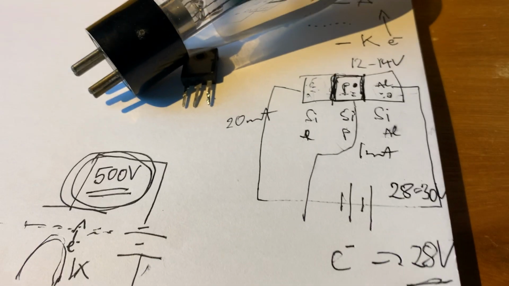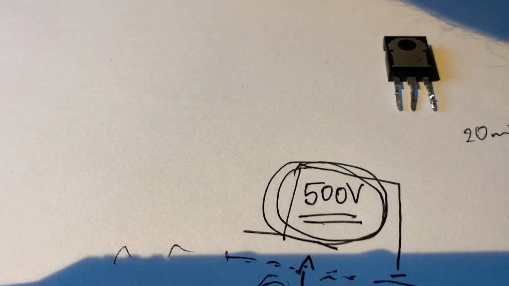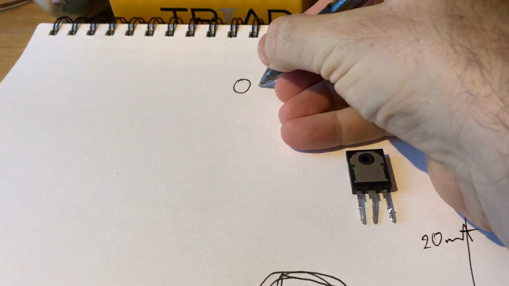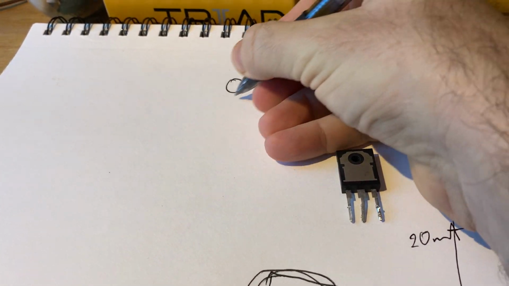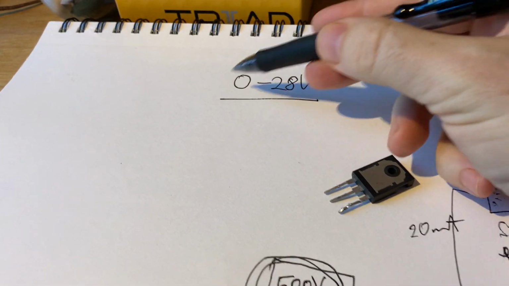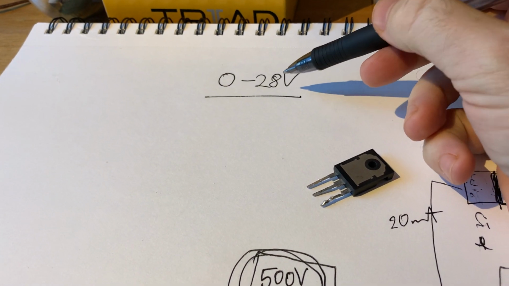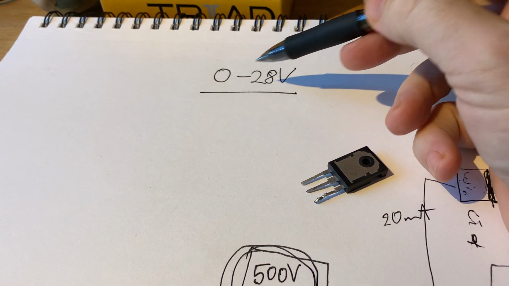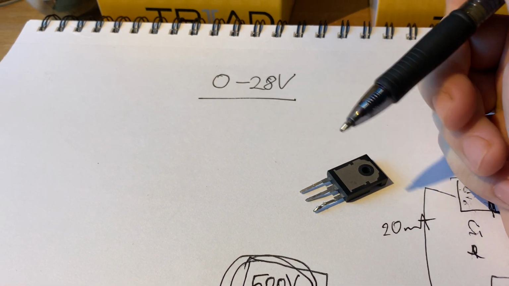Let's see the example of a premium transistor. So let's go with 28 volts. We have a voltage range between 0 and 28. So this is our dynamic resolution. We can see the music translated into electrons flowing from 0 to 28 volts.